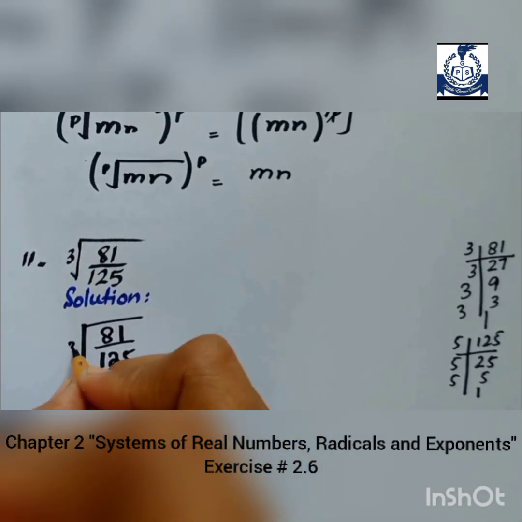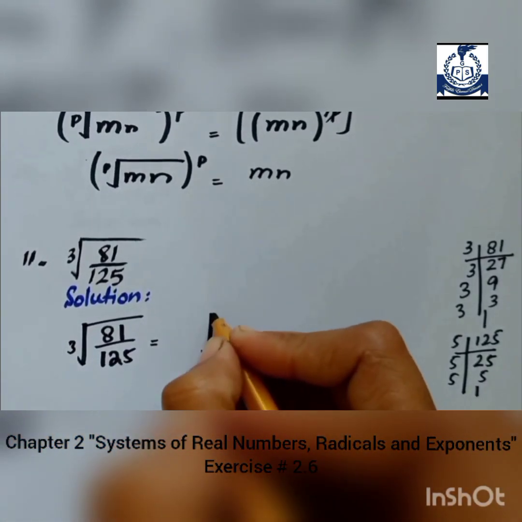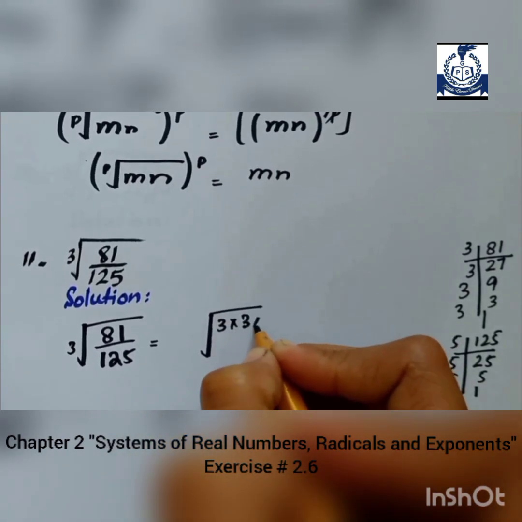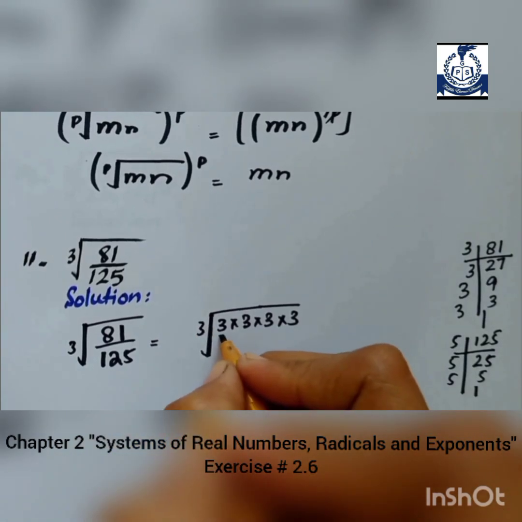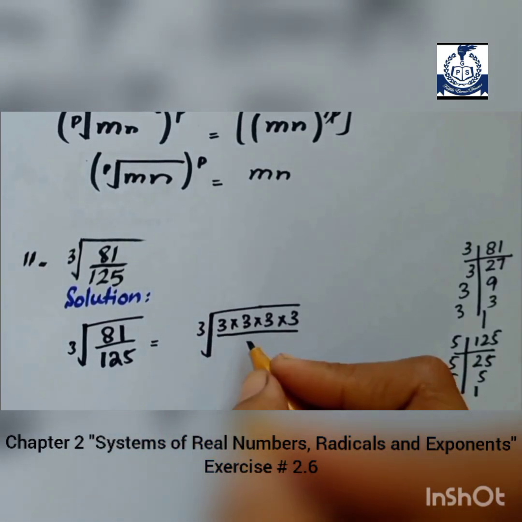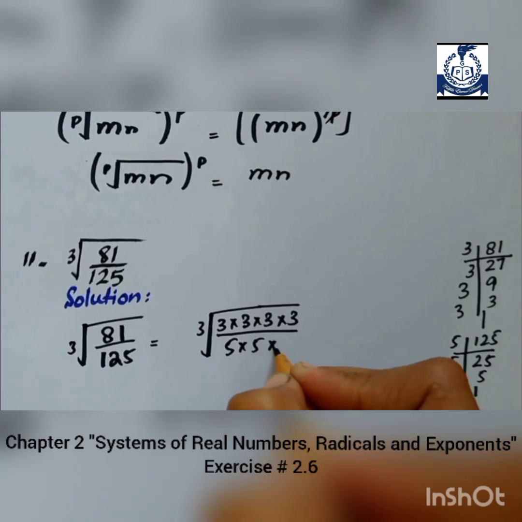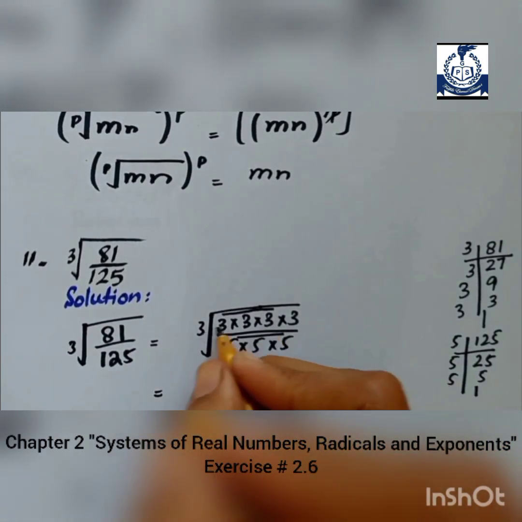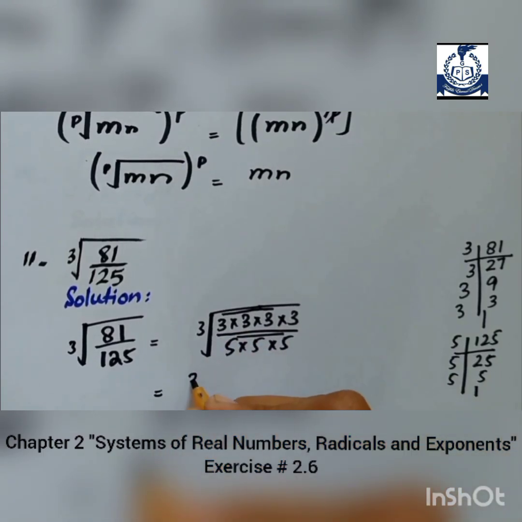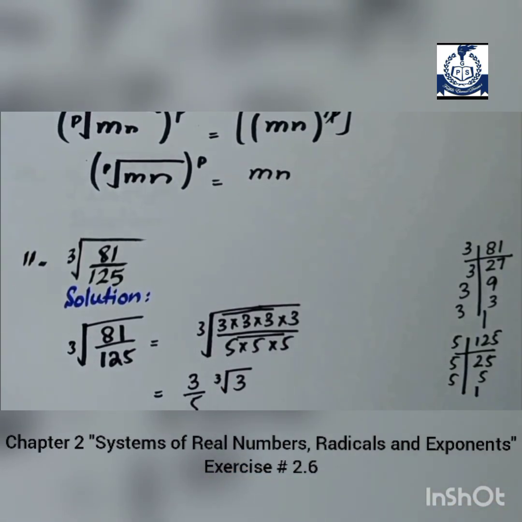So factors of 125 are 5 multiplied by 5 multiplied by 5. So cube root of 81 upon 125. In place of 81 we write the factors of 81, and in place of 125 we write the factors of 125. So here I solve directly. 3 cube and cube root cancel out, so remaining is 3, and 5 cube and cube root cancel out, so remaining is cube root 3.